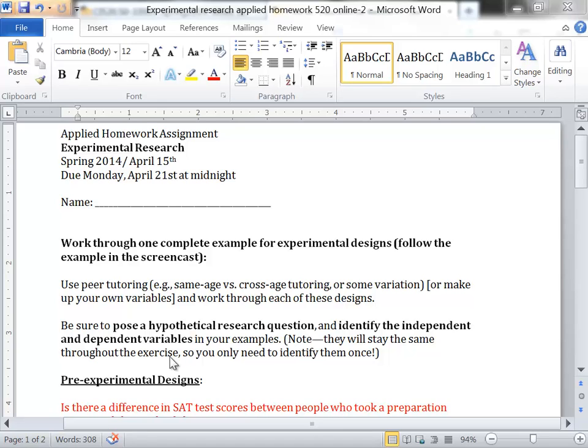Hi everyone, I thought I would give you an overview of the assignment this week. As you can see, this is the experimental research assignment. What I would like you to do is to create a hypothetical research question, and then for that research question, work through a number of possible types of designs for it, and then ultimately make a determination of which design would be best for your particular research topic. And so I thought I would run you through what that might look like in the various phases.